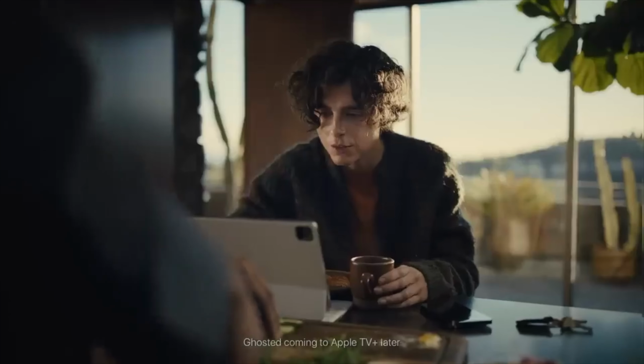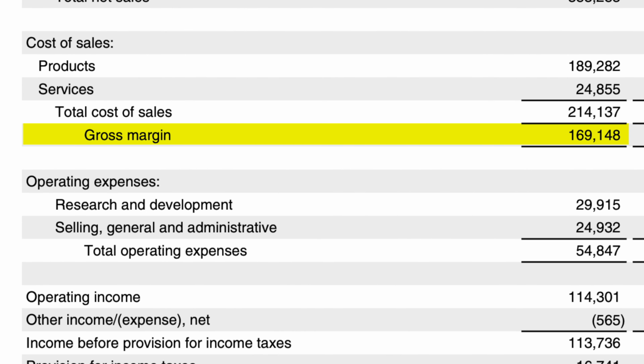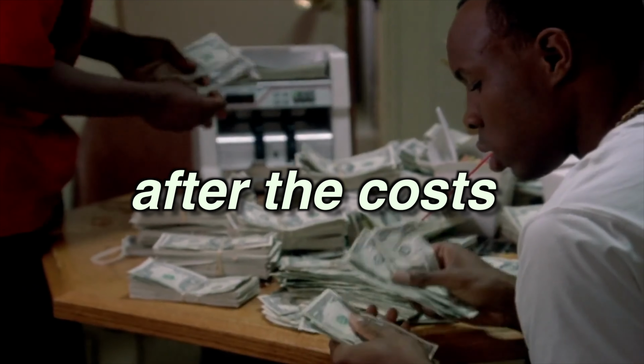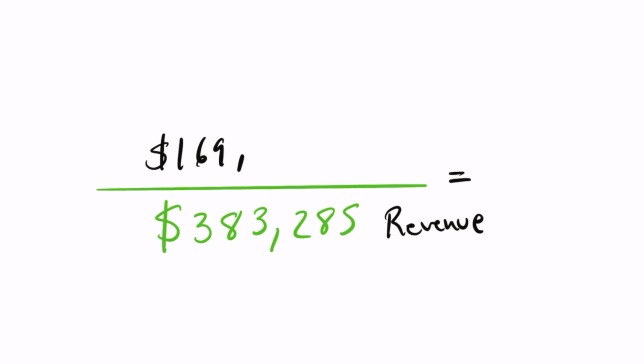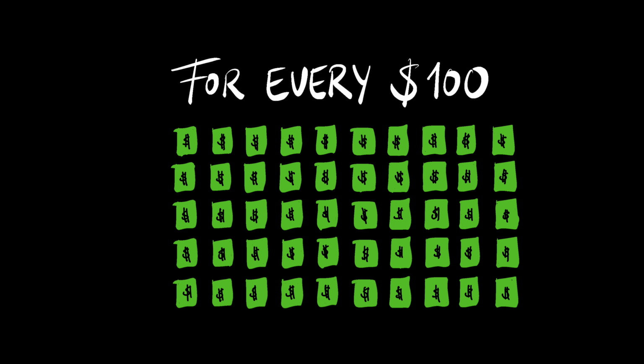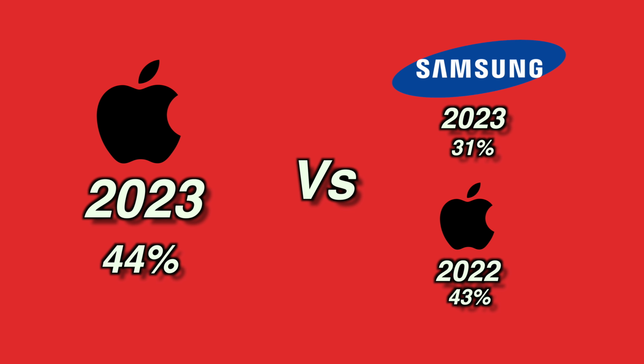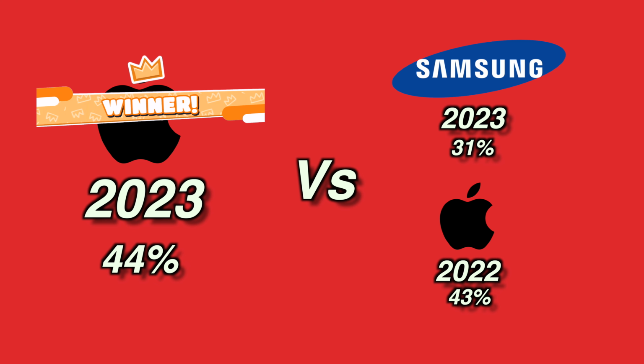One subscriptions. 2. Gross margin. Fancy word for the amount of money left over after the cost of the products and services. Write this number and divide it by the revenue and you get the gross margin percentage. It tells you that for every $100 of revenue, you have $44 left. This number can mean a lot of things, but if you compare it with competitors or last year's figure, you can see if it's good or bad.